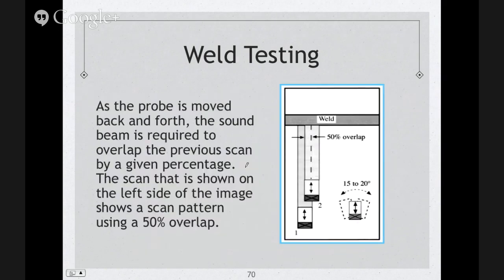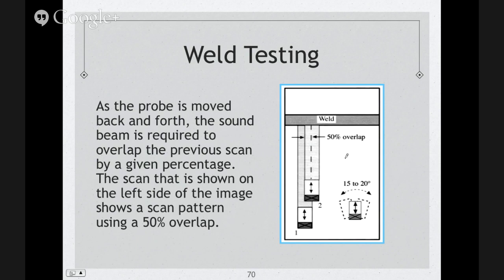As the probe is moved back and forth, the sound beam is required to overlap the previous scan by a given percent. The scan that shows on the left side of the image shows a scan pattern using a 50% overlap. So you want to always overlap on your scans, because if you don't, let's say you scan from here to here, well, this area you're not inspecting, and that's no good because you could have a problem there. So you want to make sure that you always scan.